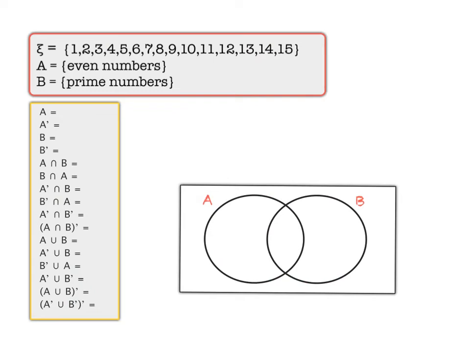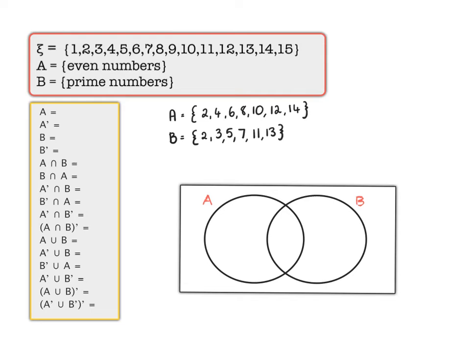So we're now going to look at how this works with numbers. So you're going to start off with a universal set and then set A and B that you need to work out. So set A is all of the even numbers, and this is exactly the same as the previous video I did. So out of the universal set, the even numbers are 2, 4, 6, 8, 10, 12, 14. And set B is all of the prime numbers that are in the universal set. So that is 2, 3, 5, 7, 11, 13.